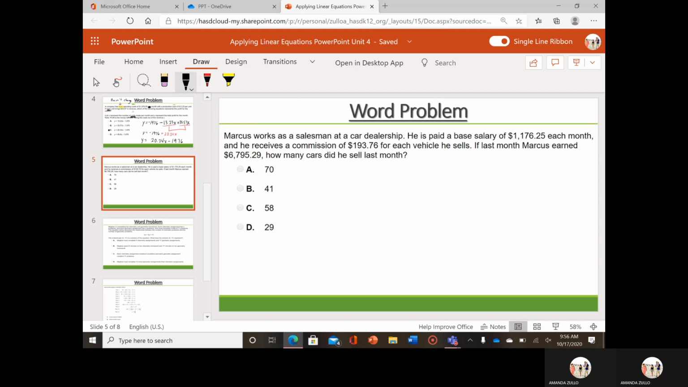Okay, now we're getting into it. All right, so we know that he makes, definitely for sure, $1,176.25 no matter what. He's guaranteed that. And he receives a commission of $193.76 for each car he sells. So I'm going to call that X. That's what changes. That's what varies here. Base salary stays, but when something varies per amount that you sell, that's what you give the variable to.